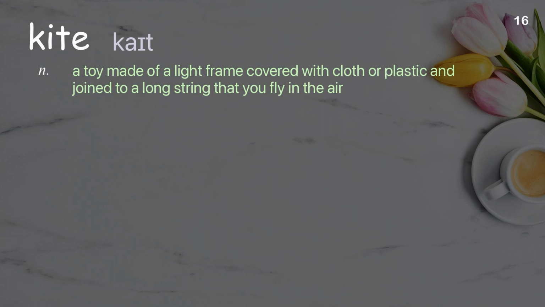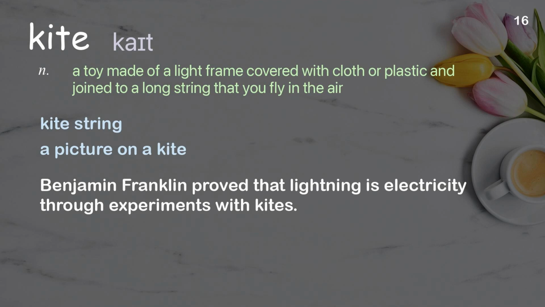Kite. A toy made of a light frame covered with cloth or plastic and joined to a long string that you fly in the air. Examples: Kite string. A picture on a kite. Benjamin Franklin proved that lightning is electricity through experiments with kites.